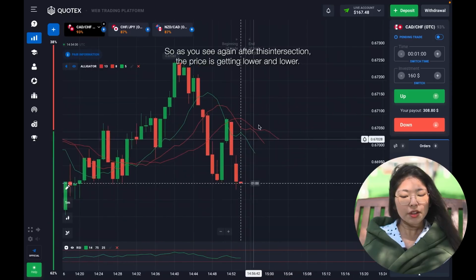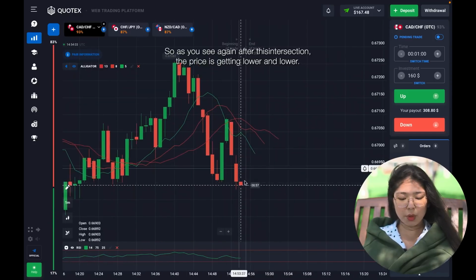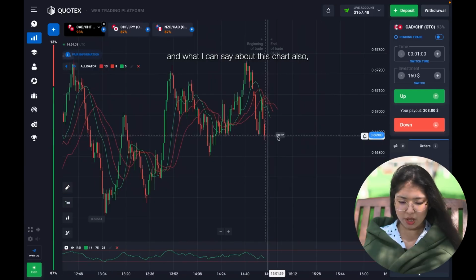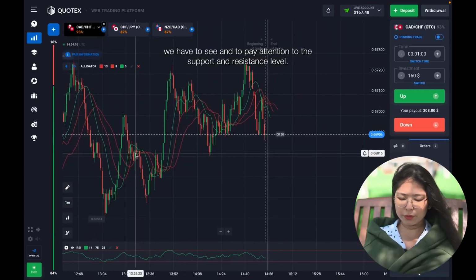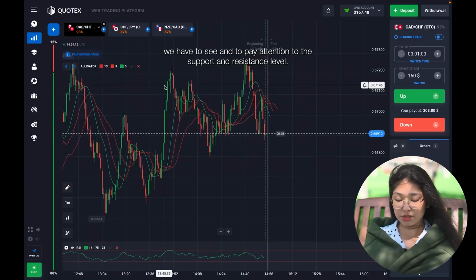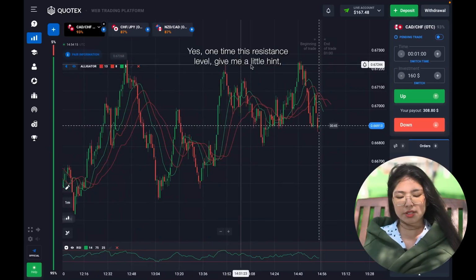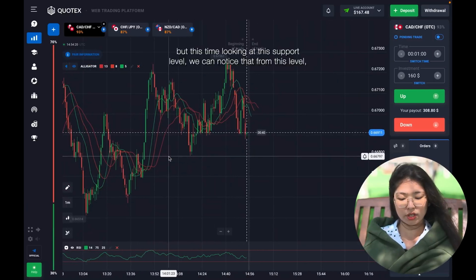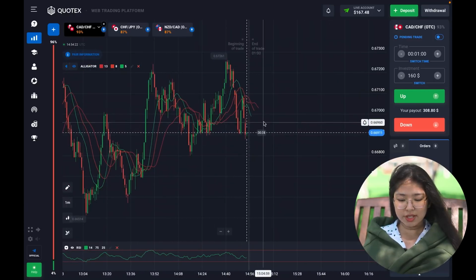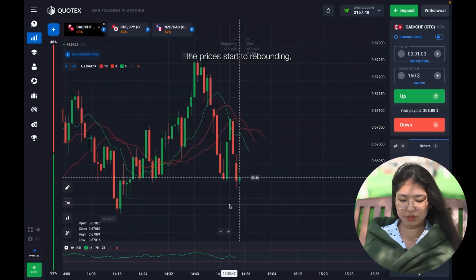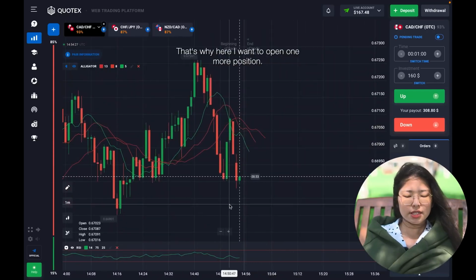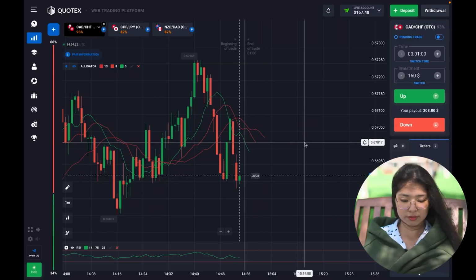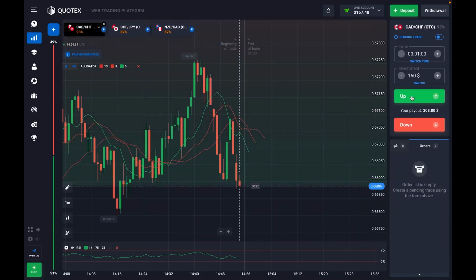So as you see again, after this intersection, the price is getting lower and lower. And look at the parasites in the normal area. And what I can say about this chart also, we have to pay attention to the support and resistance level. Yes, one time this resistance level will give me a little hint. But this time, looking at this support level, we can notice that from this level, the price starts rebounding. And this is pretty meaningful for me. That's why here I want to open one more position. So be ready for a call option right now.